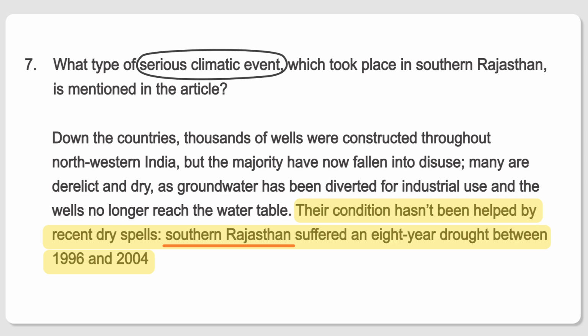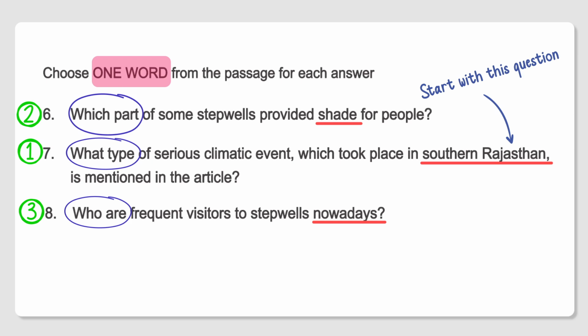Southern Rajasthan suffered an 8-year drought between 1996 and 2004. This is our matching sentence. Suffered an 8-year drought. Drought, right, is our serious climatic event mentioned in the text. That's it. That's our answer for this question: drought. Now, once you find the answer for your easiest keywords, let's jump into another question.